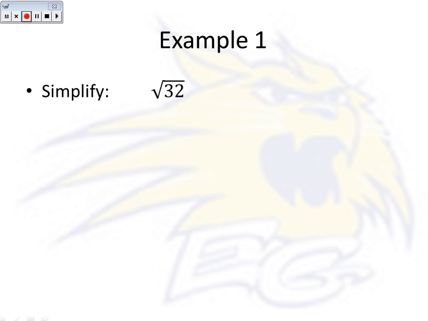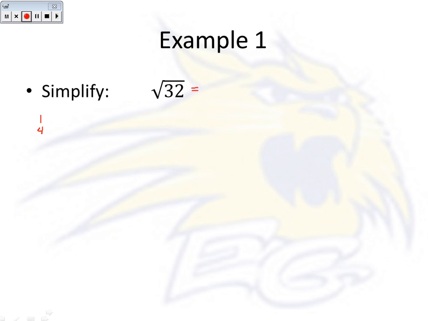So let's do an example of this. Here we have the square root of 32. Now, going through your perfect squares, some examples are 1 squared is 1, 2 squared is 4. Now I could use 4 in my factorization here, and it would work, but I would have to do it more than once. I want the biggest perfect square that goes into my radicand.